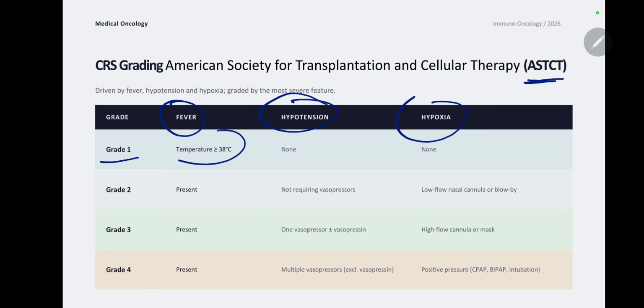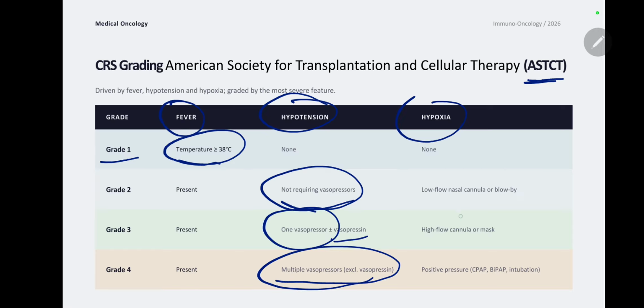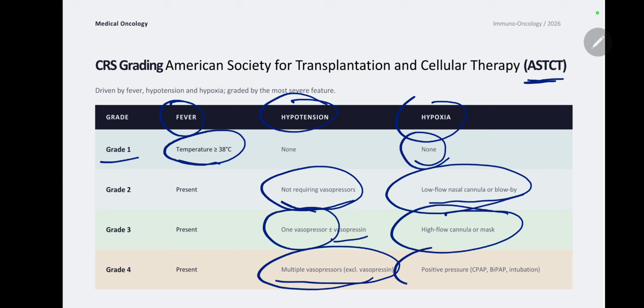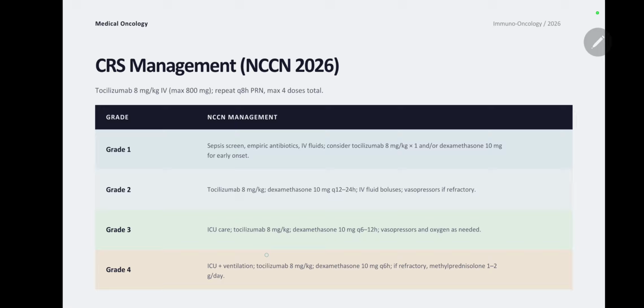Grade 1 has only increased temperature, no hypotension and no hypoxia. Grades 2, 3 and 4 all have fever, but grade 2 has hypotension not requiring vasopressors, grade 3 requires one vasopressor, and grade 4 requires multiple vasopressors. For hypoxia, grade 1 has none, grade 2 needs low flow nasal cannula, grade 3 needs high flow nasal cannula, and grade 4 needs BiPAP and similar support. So what is the CRS management?